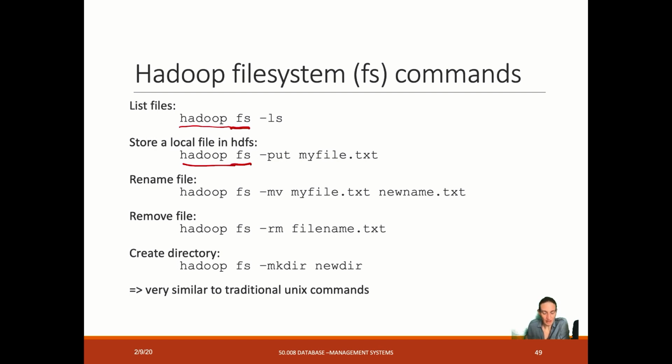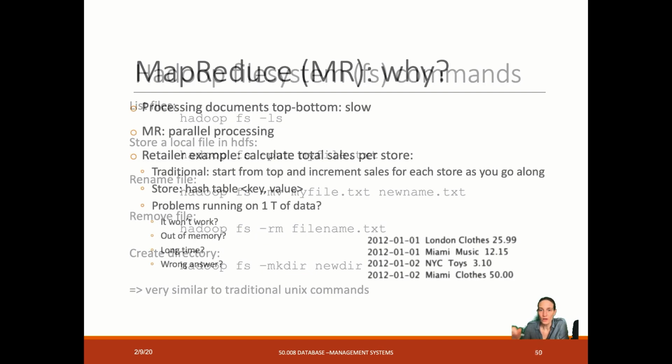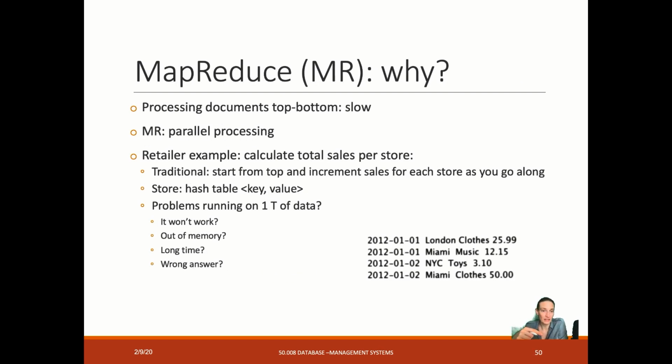Very similar to Linux commands, ls. You know what that stands for. If you do it in terminal, you type ls. It lists the files in your current directory. If you want to store a local file to your Hadoop file system, you'll just use put and give it the file name. You want to rename a file, you just move it to a file with a different name. You want to remove a file or make a new directory. This is very similar to Unix commands. And if you're not familiar with Unix commands, I highly recommend that you spend some time familiarizing yourself with this. All right, and we'll practice these commands in the lab as well.